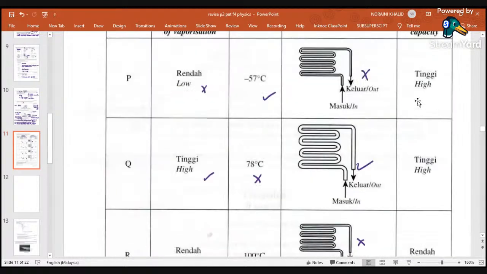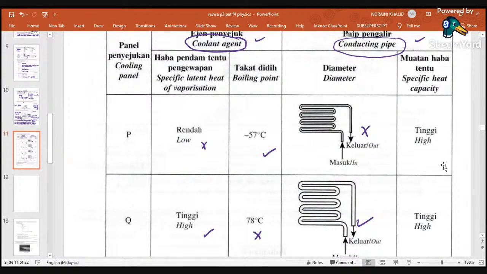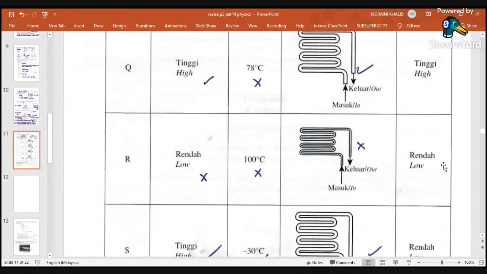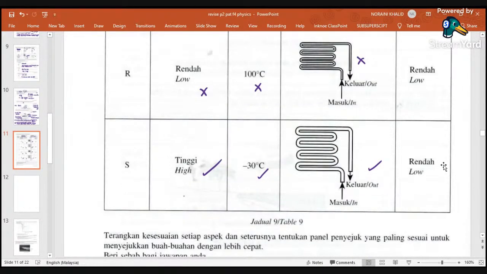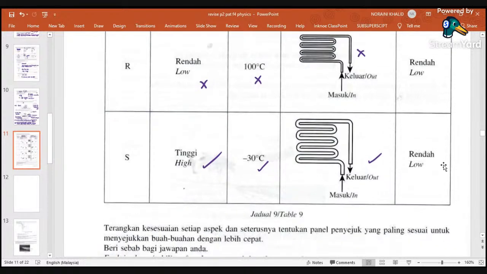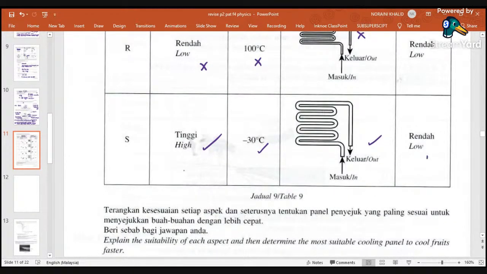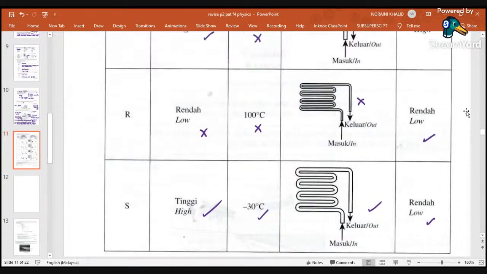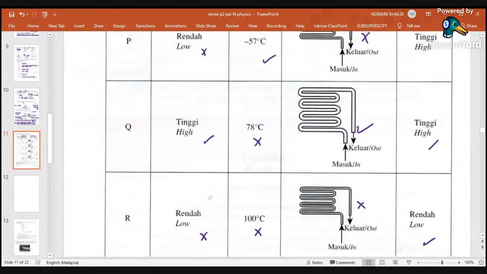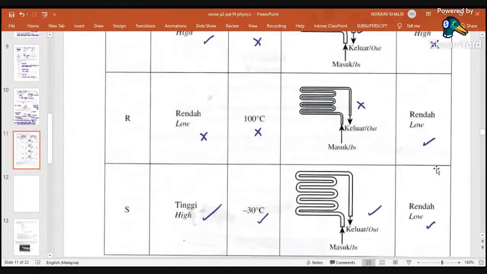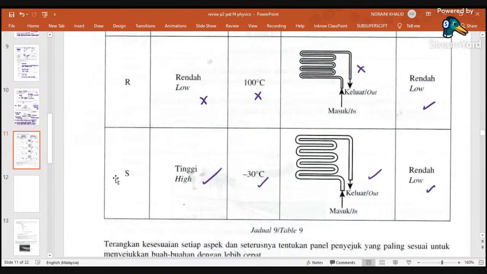Okay. And then specific heat capacity here must be low. So I will choose here the two low ones. Then I will reject the high one. This one is for the conducting pipe, the material for the conducting pipe. The cooling panel which has more thick is S. So I will choose S for this cooling panel.